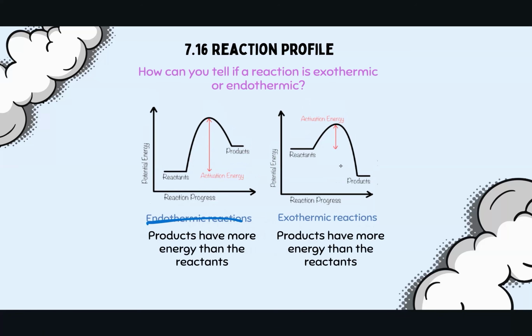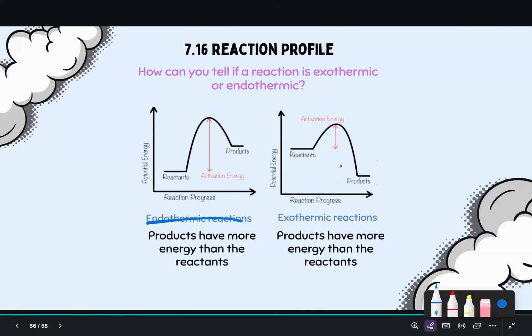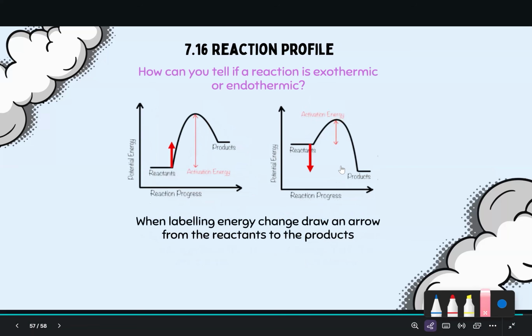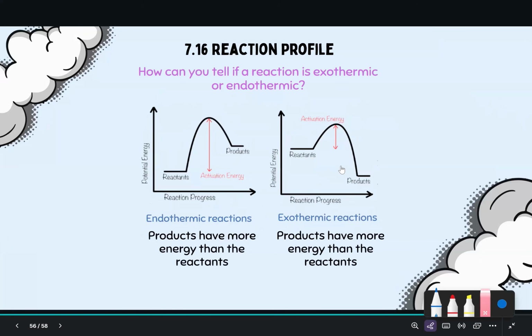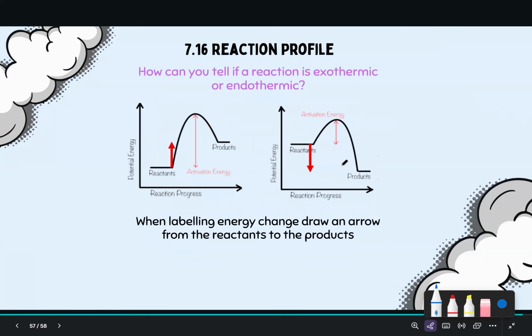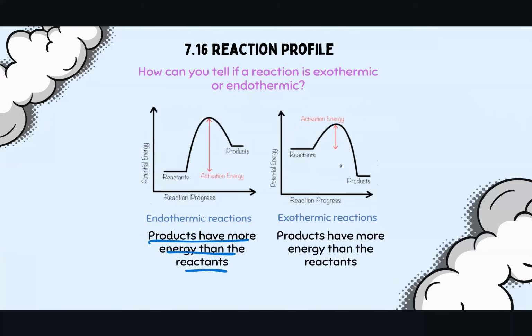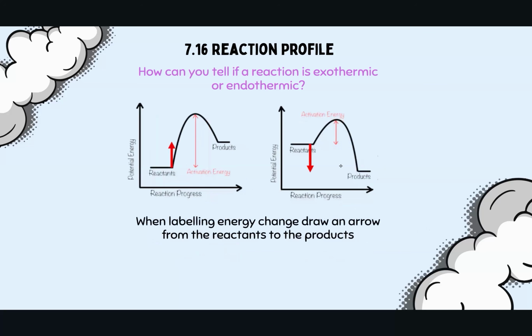It's endothermic if the products have more energy than the reactants. So this is what I was saying to you before. If the products have got more energy than the reactant. So here the product's got more energy than the reactant, so we know it's endothermic. If the products have got less energy, that should say less. If products have got less energy than the reactants, then we know it's an exothermic reaction.